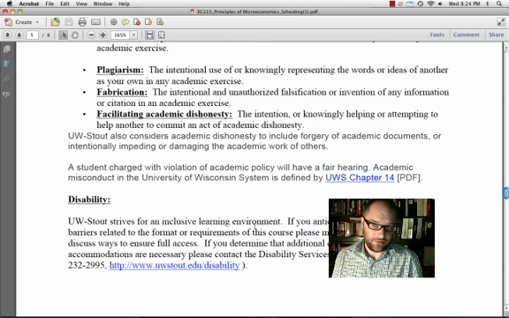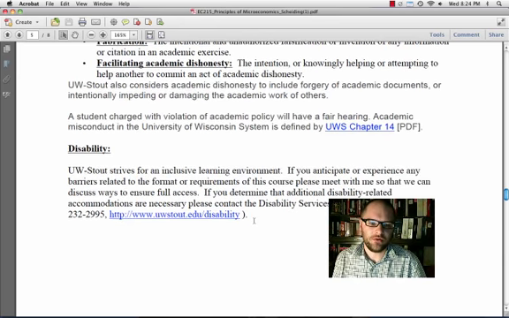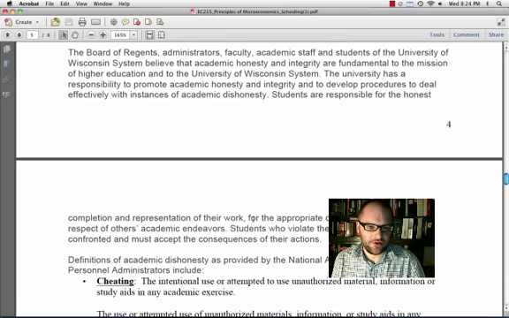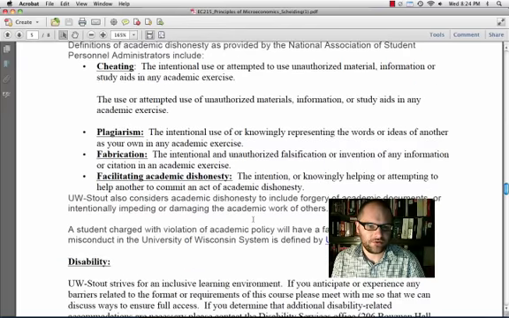If you have a learning disability, you should be contacting the Disability Services Office, and then they will contact me. Basically, for this course, that would basically be, do you need more time to complete the exam? The exams here are, you get 90 minutes for each exam.